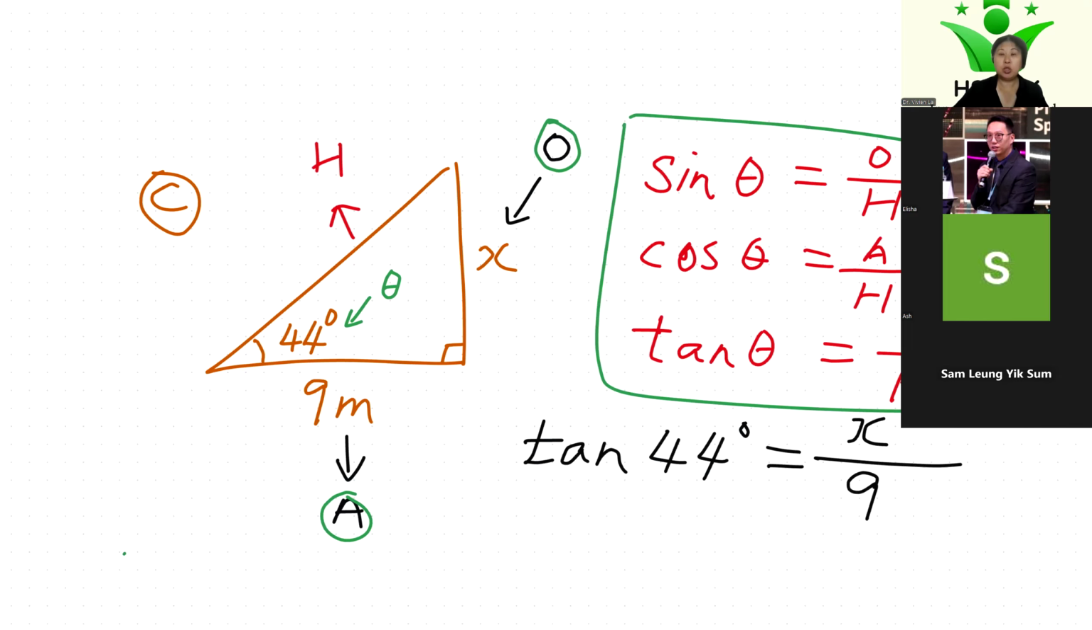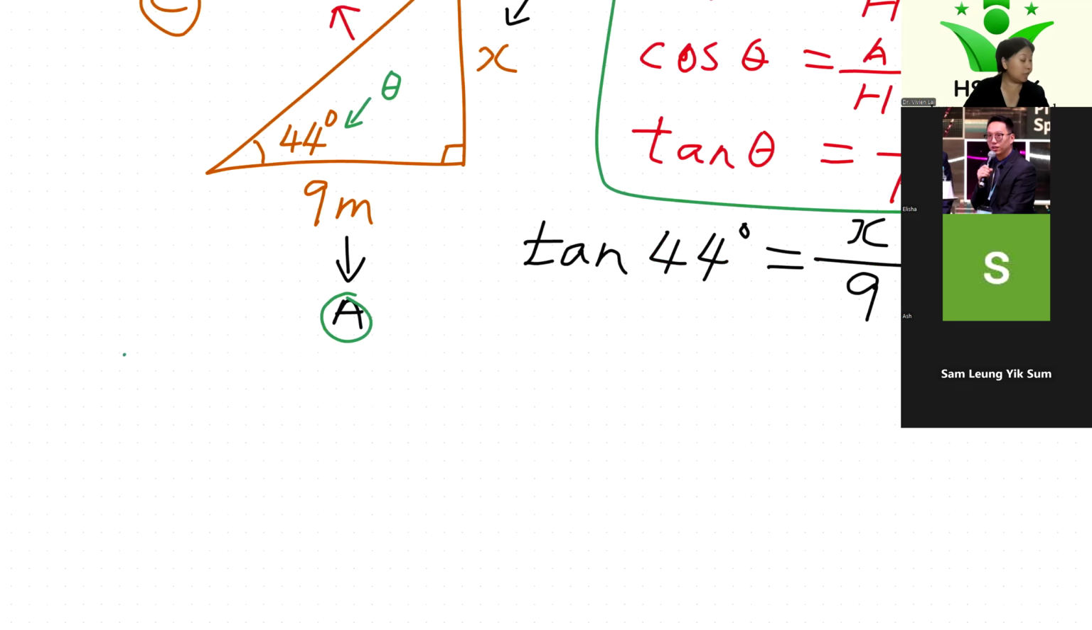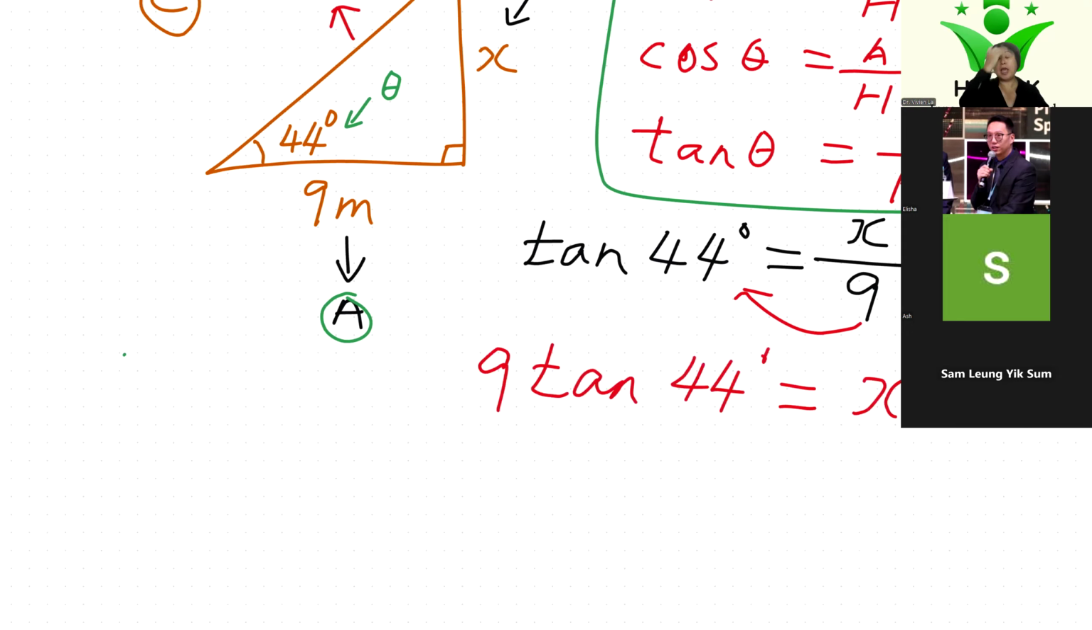And then again, we do the transpose. We transpose things away. So we move the 9. We need to isolate the X, okay? So we will have 9 times tangent 44 would be equal to our X. Our X no need to move. If we move the 9, we isolate the X, okay? So remember, 9 times tangent 44.